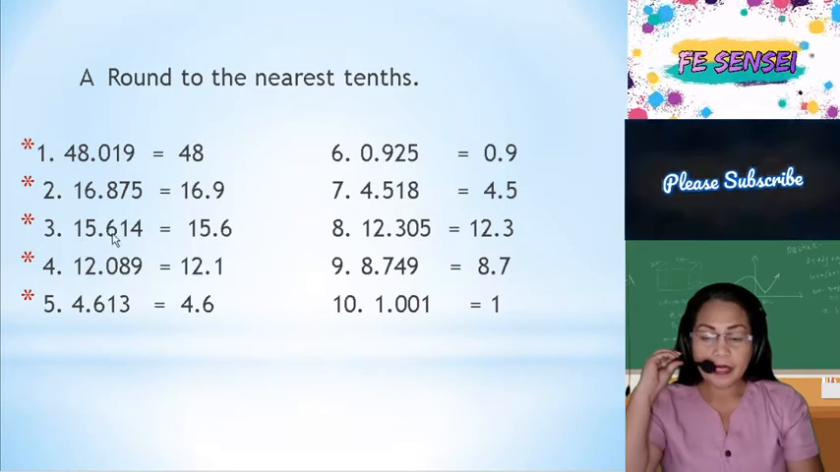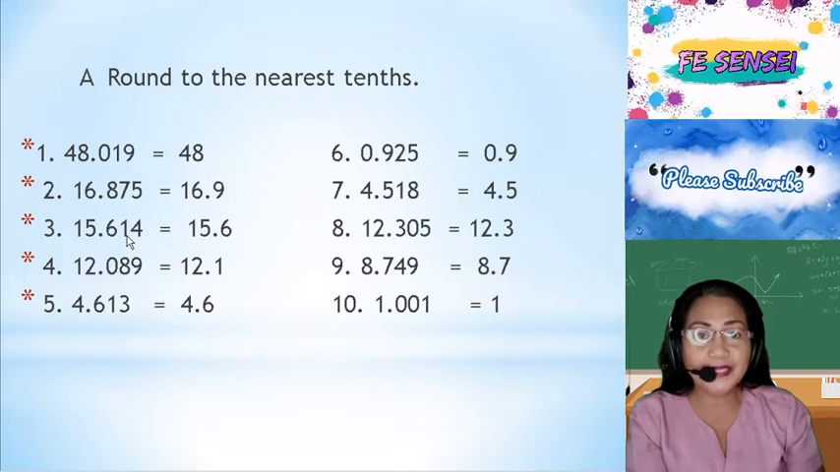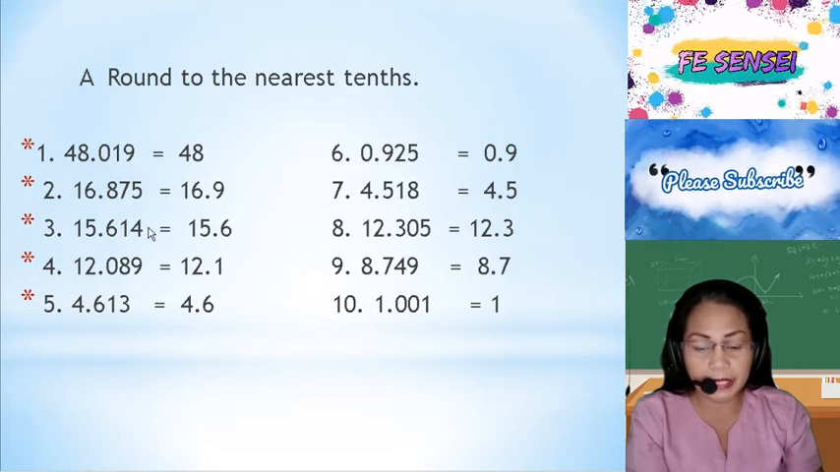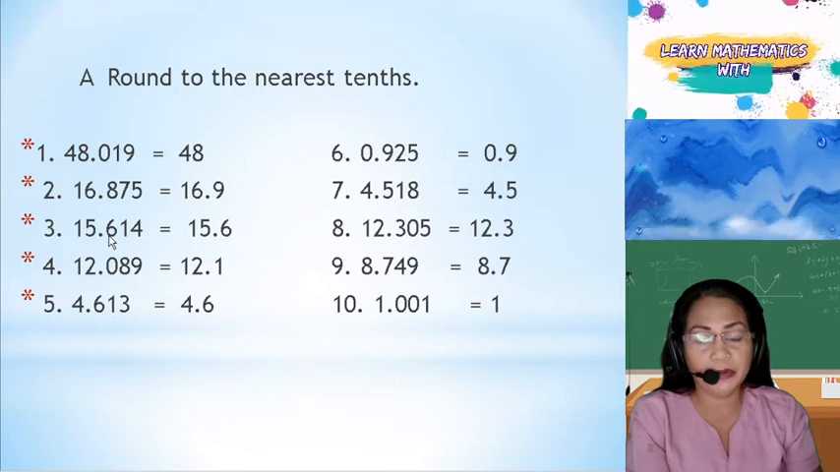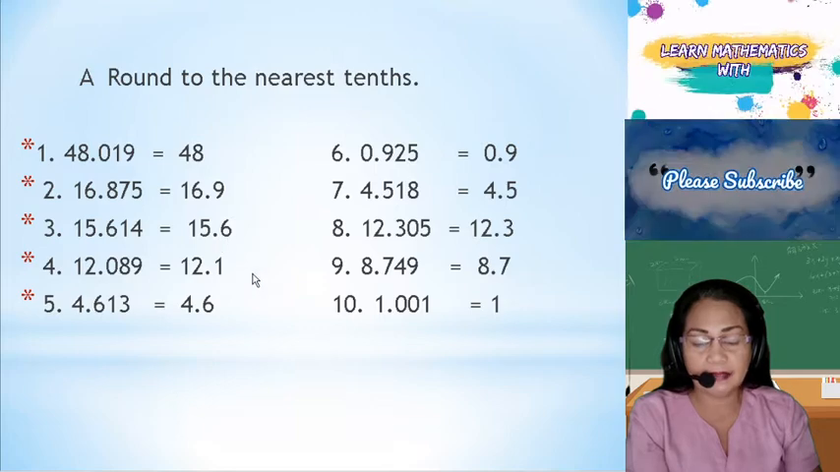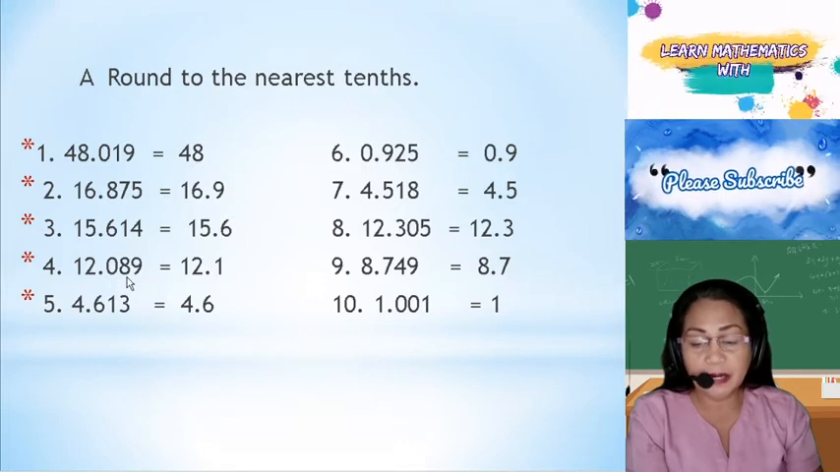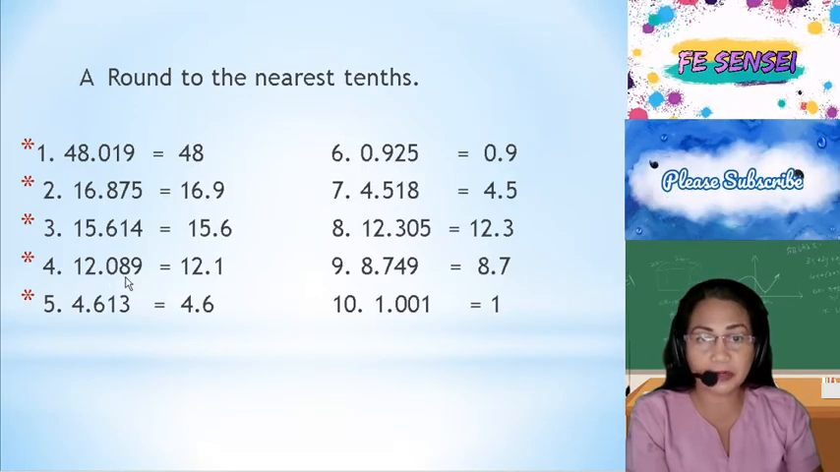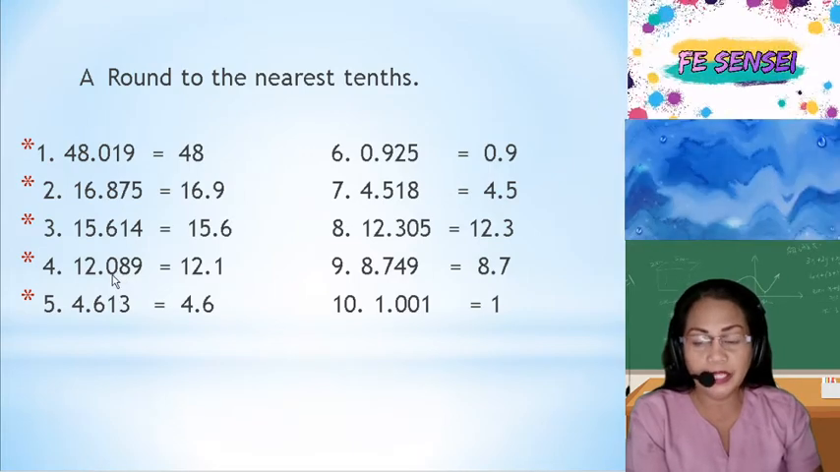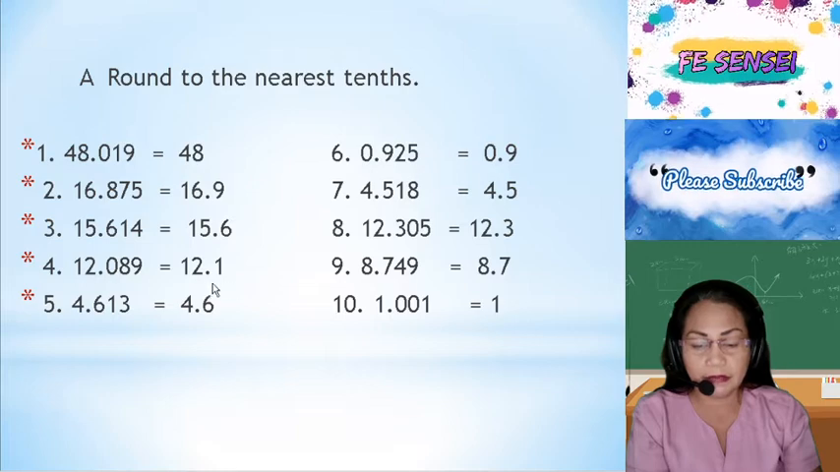Number 3. The number in the tenths place is 6 and the number to the right is 1. Therefore, it's less than 5. Therefore, drop the number and retain the number to be rounded, which is 6. So the answer is 15 and 6 tenths. Number 4. The number in the tenths place is 0. The number to the right is 8. Therefore, it's round up. Add 1 to the number to be rounded, which is 0. Therefore, 0 plus 1 equals 1. And the answer is 12 and 1 tenth.